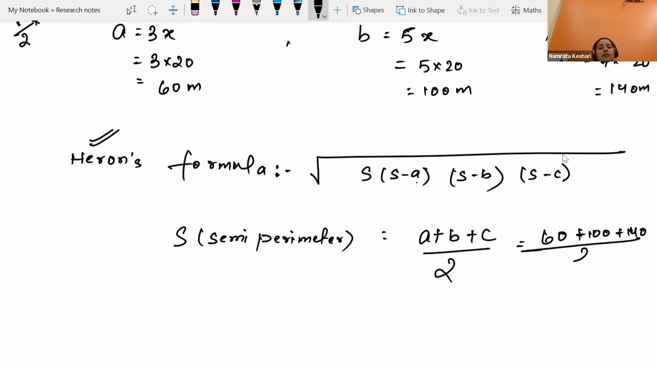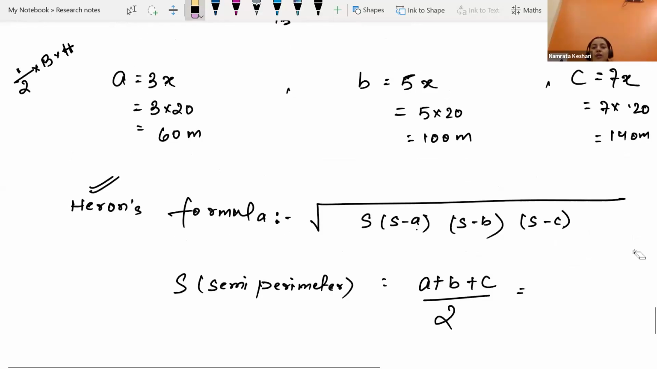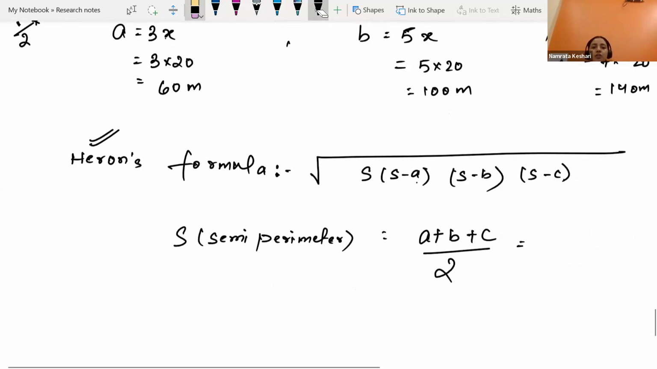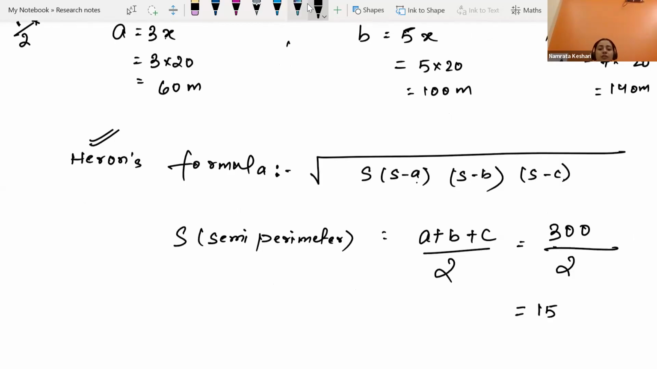Either you can add them and then divide by 2, or you may already know the perimeter, so you don't even have to add them all. Say the perimeter is 300 meters, which means a plus b plus c is 300. If you use that directly, you are saving your time. 300 by 2, that means 150 meters is the s value.